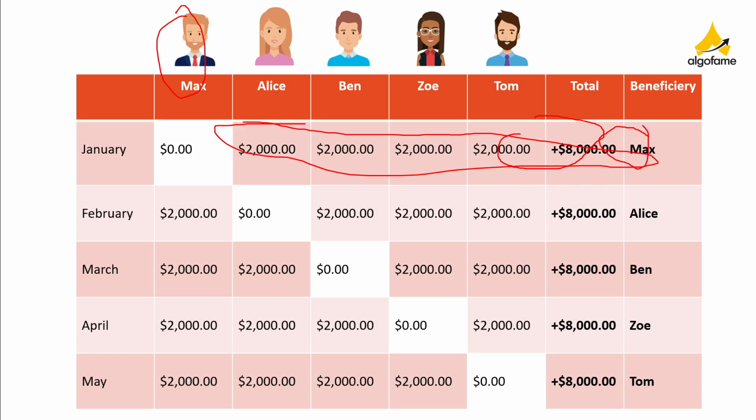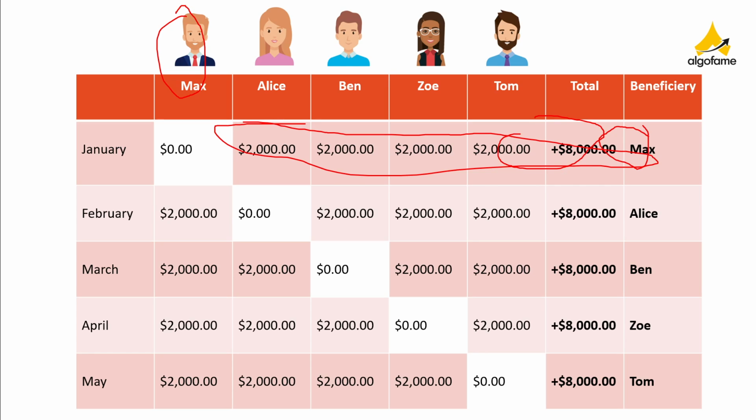But anyways, in the first month of January, Alice, Ben, Zoe, and Tom each pay $2,000, and that money is given to Max. Now, Max has $8,000 plus the $2,000 that he could save, a total of $10,000. Max has reached his objective. He has got $10,000 without paying any interest.